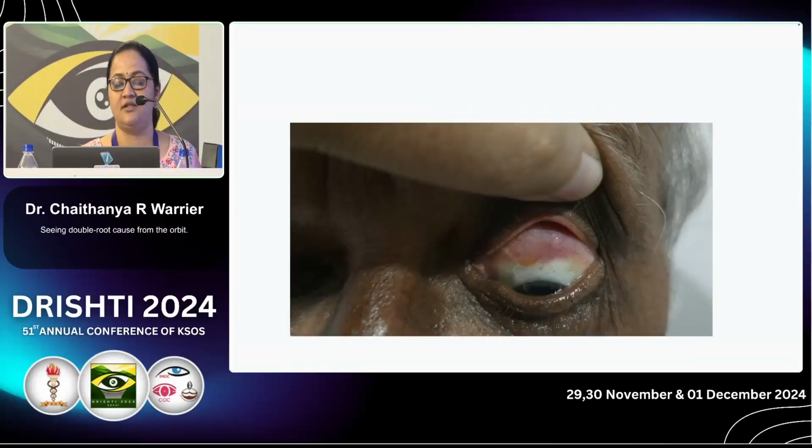And there is a reddish salmon pink mass in the upper orbit. It turned out as lymphoma. So always, if there is ptosis, please always lift the upper eyelid to see any underlying mass.